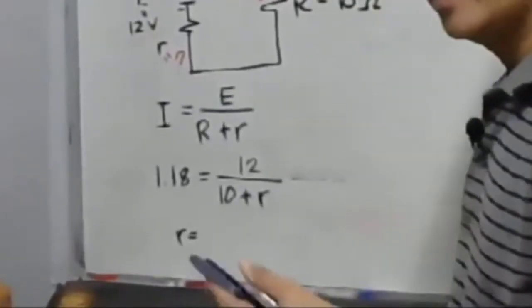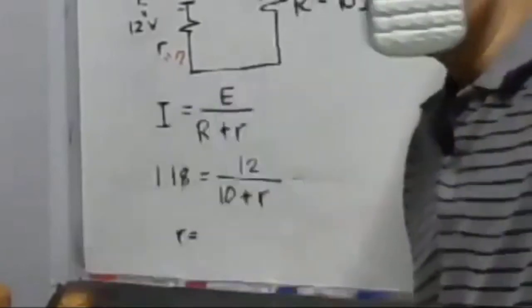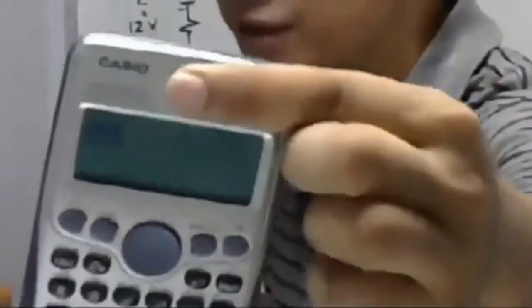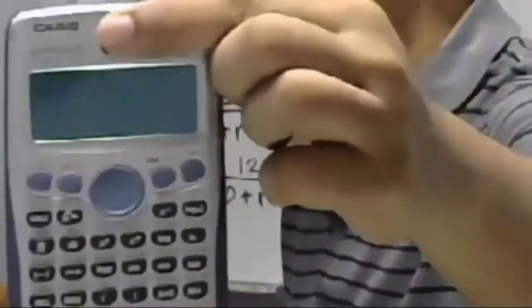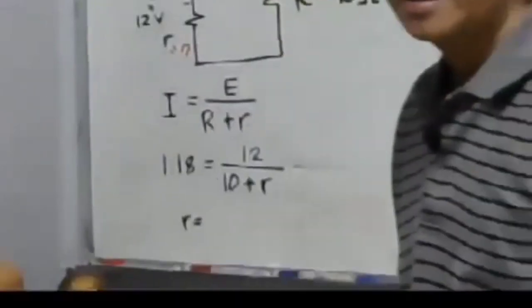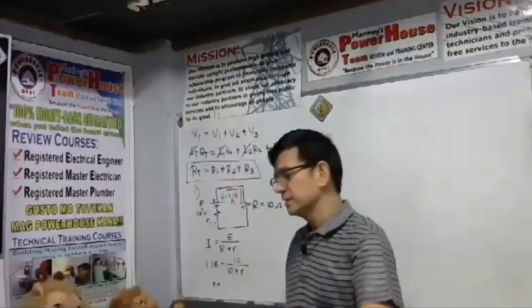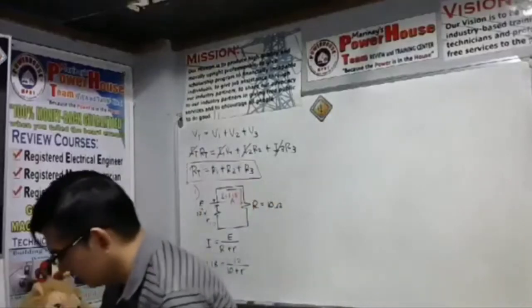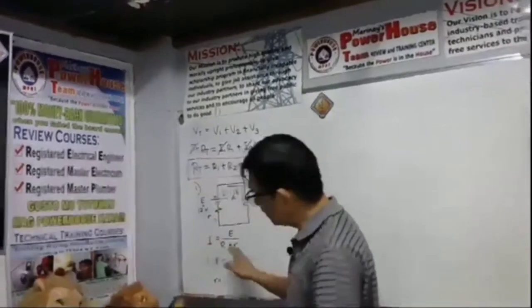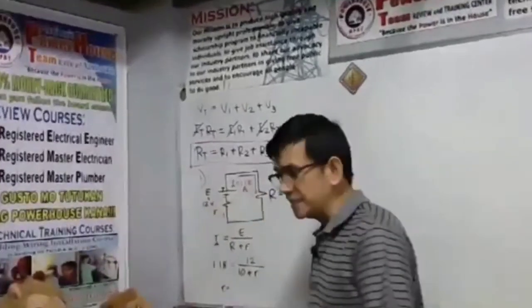Okay, to our non-Filipino friends, we are using the Casio ES 570 Plus. This is allowed in the licensure exam of electrical engineering here in our country, the Philippines. If you don't have this calculator, of course, we have to manipulate all the equations algebraically.